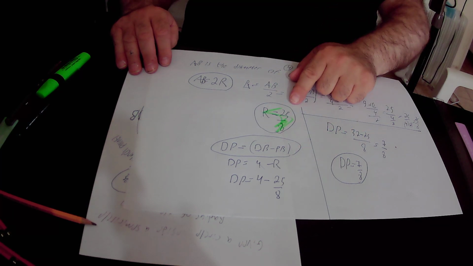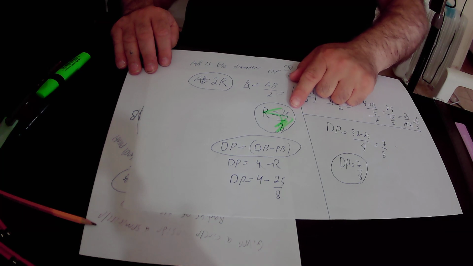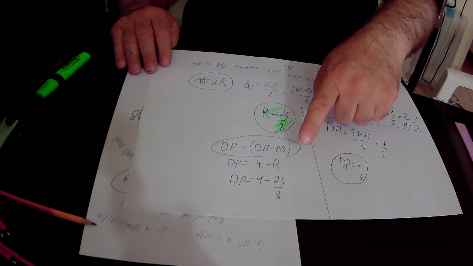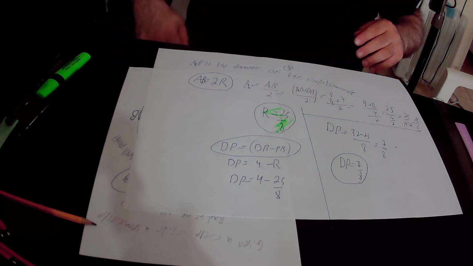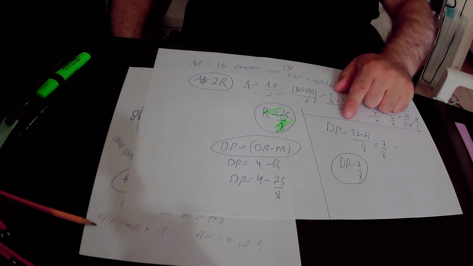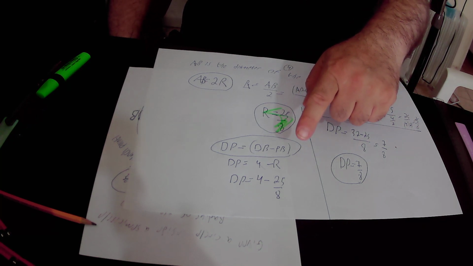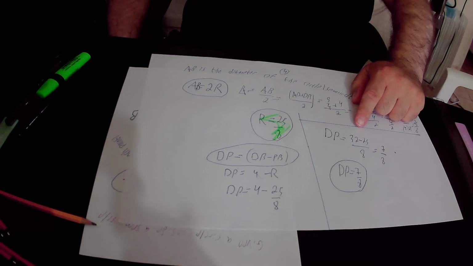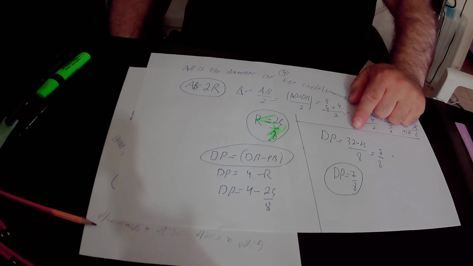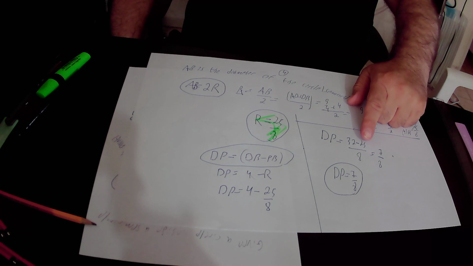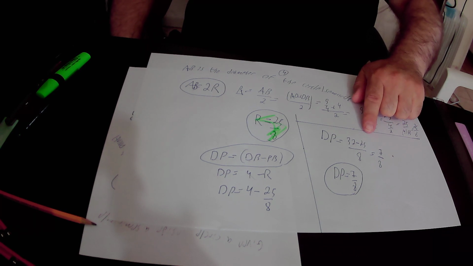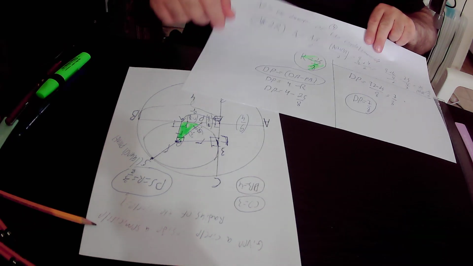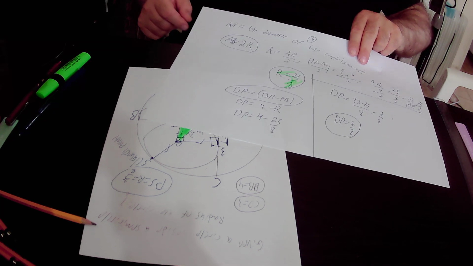And we already found out that capital R equals 25 over 8, so we can substitute R by 25 over 8. We got that DP, the small line segment, equals 4 minus 25 over 8. Here we multiplied 4 by 8 and then divided by 8 in order to overcome the denominator of 25 over 8. We got that DP equals 8 times 4, which is 32, minus 25 over 8. 32 minus 25 is 7, so in conclusion the small line segment DP equals 7 over 8.